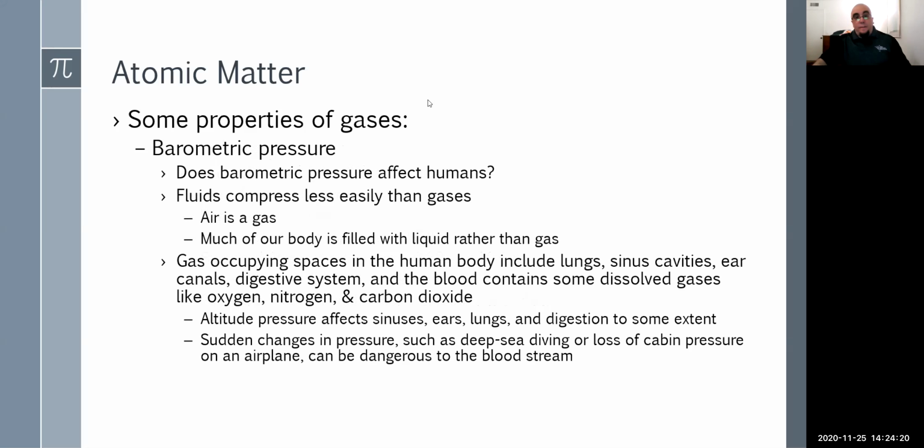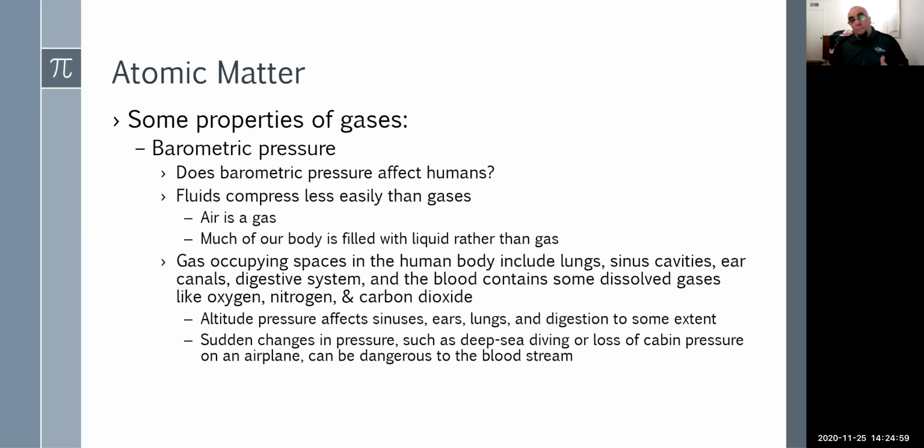So barometric pressure does affect humans, right? Fluids themselves compress less easily than gases, and we know this because if we fill a balloon full of air and we press it, the air is going to try to move around. If you fill a balloon full of water and you squeeze it, a lot of times it'll pop. Much of our body is filled with liquids, right? A good chunk of our body is water, and the areas that are filled with gases need to be filled with gases. The areas that need to be filled with liquids need to be filled with liquids, and those two should not intertwine. Your lungs are meant to be filled with air. If you fill them with fluids, you drown.